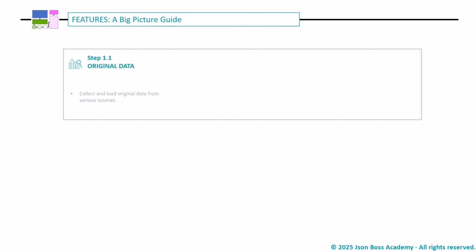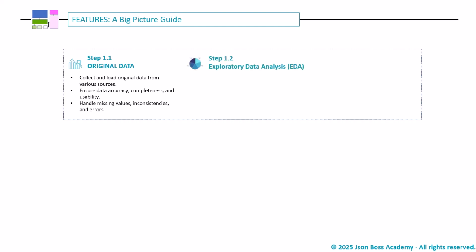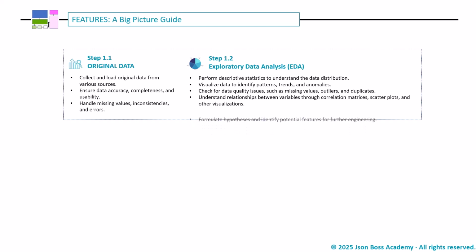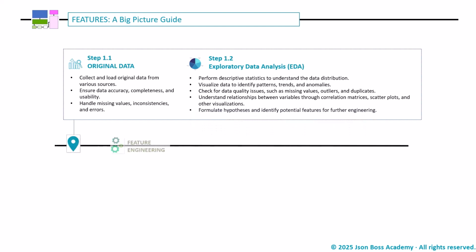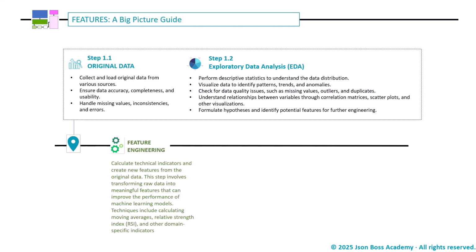Big picture of data processing. Finally, let's summarize the last image, which shows the big picture of data processing. Here's a brief overview of the steps. 1. Exploratory Data Analysis, EDA. Perform descriptive statistics to understand data distribution. Visualize data to identify patterns, trends, and anomalies, and understand relationships between variables. 2. Feature engineering. Transform raw data into meaningful features that can improve the performance of machine learning models. For example, creating technical indicators such as RSI or moving averages from the original open, high, low, and closed data is a way of feature engineering.